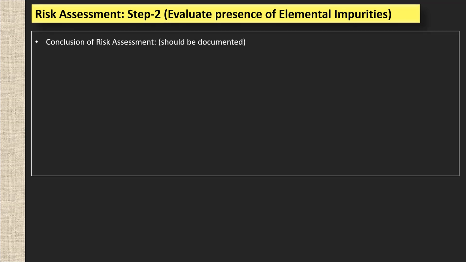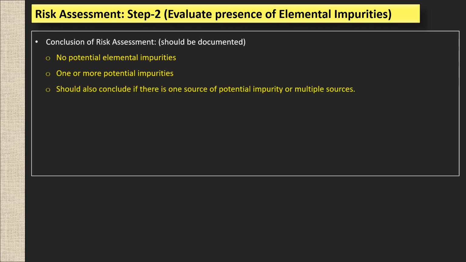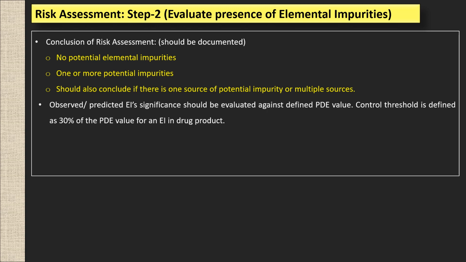Step 2, again continuing the step 2, conclusion of the risk assessment. Now we have seen and evaluated the elemental impurity either by using option 1, option 2A, option 2B, or option 3. Now we'll conclude the risk assessment, and the conclusion should be well documented along with all the methodology that has been adopted. So the conclusion can be there are no potential elemental impurities into the drug product. There are one or more potential elemental impurities into the drug product, and it should also conclude if there is one source of potential impurity or multiple sources of potential elemental impurity.